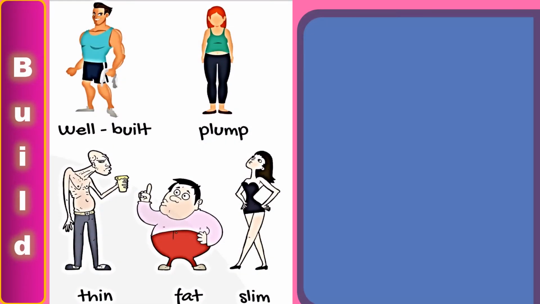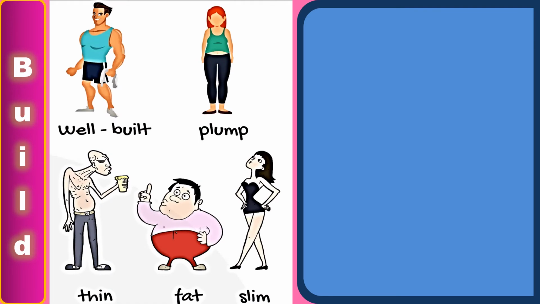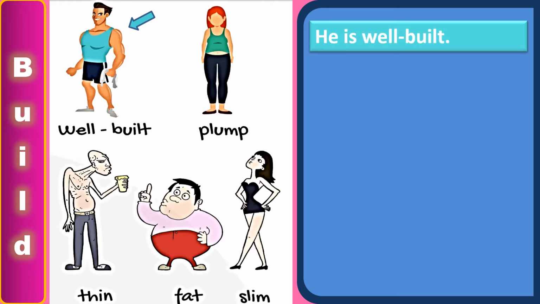Next you have build. In build, we are going to talk about the size and the weight of a person, or how big or small and how light or heavy they are. I have here some examples. For the first photo, you have well built. So we can say that this man is well built. Next would be the woman.